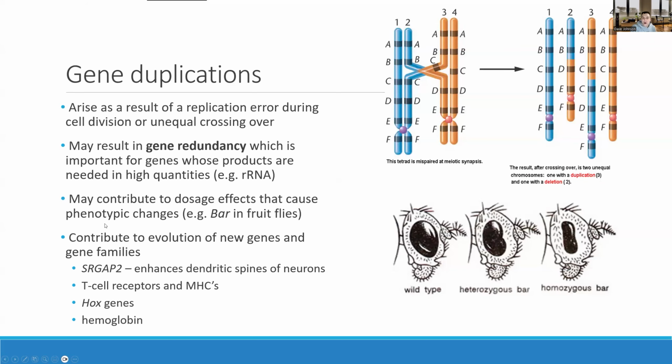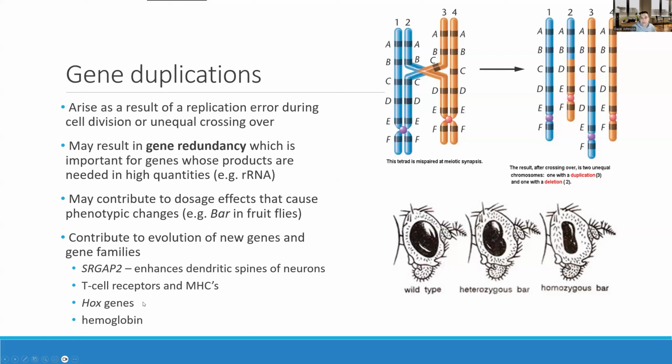So we know that these gene duplication events have contributed to the evolution of new genomes and gene families. For example, SRGAP2, if you get a duplication there, you get an enhanced number of dendritic spines for the neurons. We know that a number of our T cell receptors and major histocompatibility complexes, the variation we see in humans, is the result of a gene duplication.